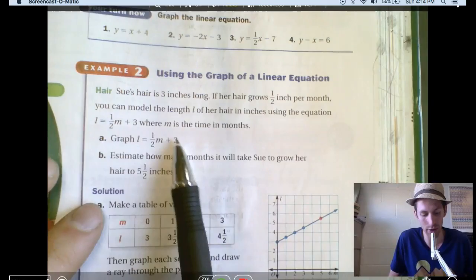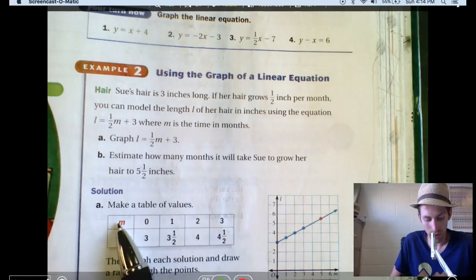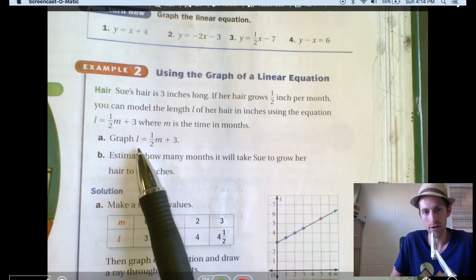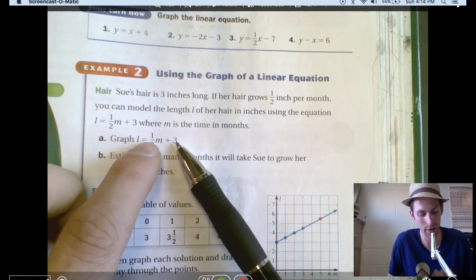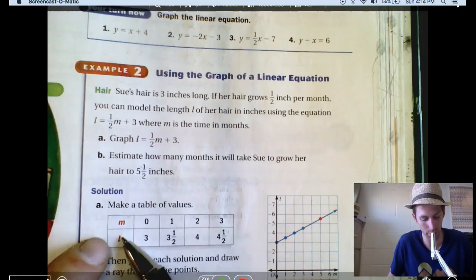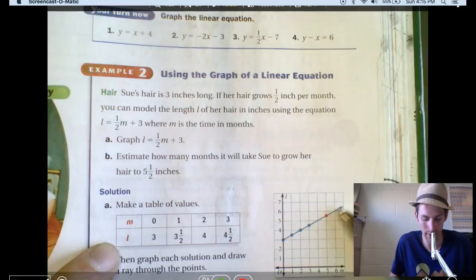We make a table of values. Now, how do I know which one's the input and which one's the output? Does the m go on top here or does the l go on top? Well, if it's solved for l, whatever the equation is solved for, that's your output. Because your vending machine side is over here, your input side. And then this is your output. So, input goes on top. Output goes on bottom. Choose some random values for your input. Find out what the corresponding output would be. Plot those points and then connect the dots.